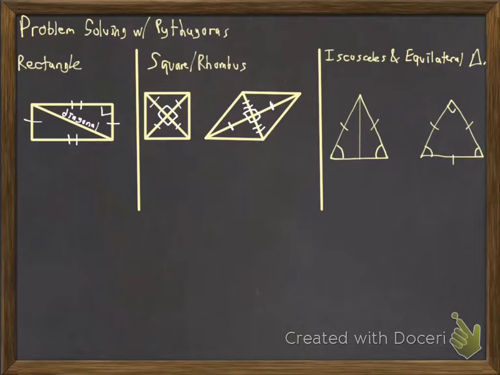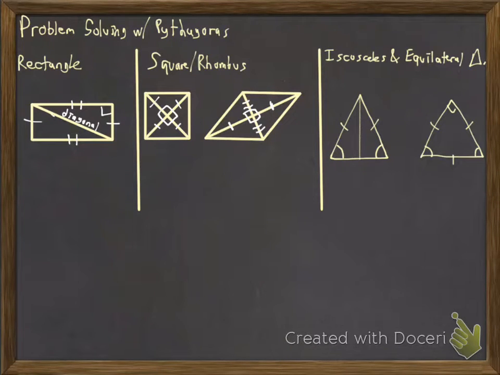Okay, so this section is about using the Pythagorean theorem to solve problems. Obviously, if you can identify right triangles in the problem, you'll be able to solve it using the Pythagorean theorem. Most of the problems will have a rectangle, square, rhombus, isosceles triangle, or whatnot. So let's take a quick review of the properties of, let's say, a rectangle.